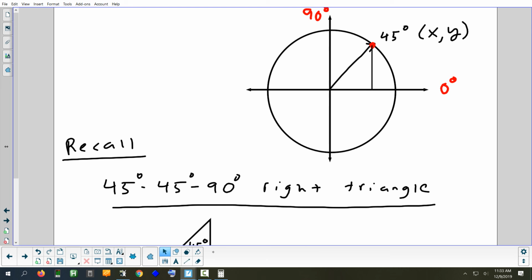Besides that being a right triangle, can somebody else tell me what kind of triangle I just drew? Keep in mind, this would be a 45. That's the angle from the x-axis to the hypotenuse. Yeah? Isosceles? It is. That's an isosceles triangle because all the angles have to add up to 180. 45, 45, 90. That's what it would have to be to add up to 180. Isosceles means what?